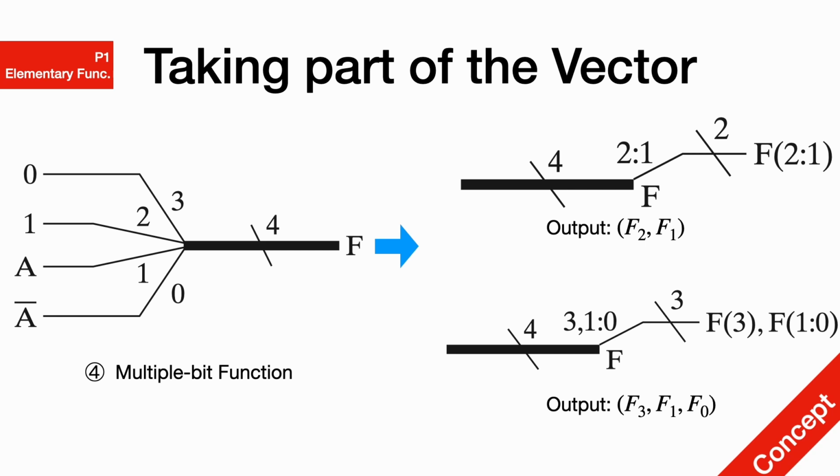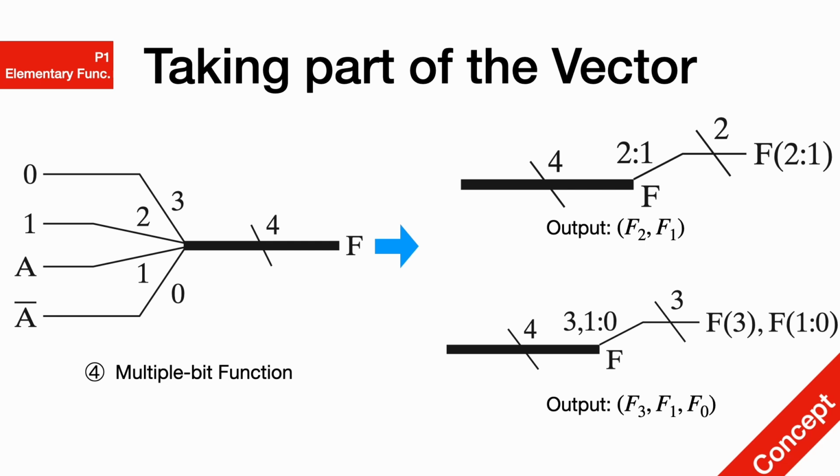So in the top right corner, we have denoted between the thick wire and the thin wire 2, colon, 1. This means we're selecting indices from 2 all the way to 1. And that's how you get the output f sub 2 all the way to f sub 1. And this forms a new vector of dimension 2, which is also noted over here. This line is a little bit thinner than the 4-bit thick wire on the left, but it's still a vector and it's still a bus.